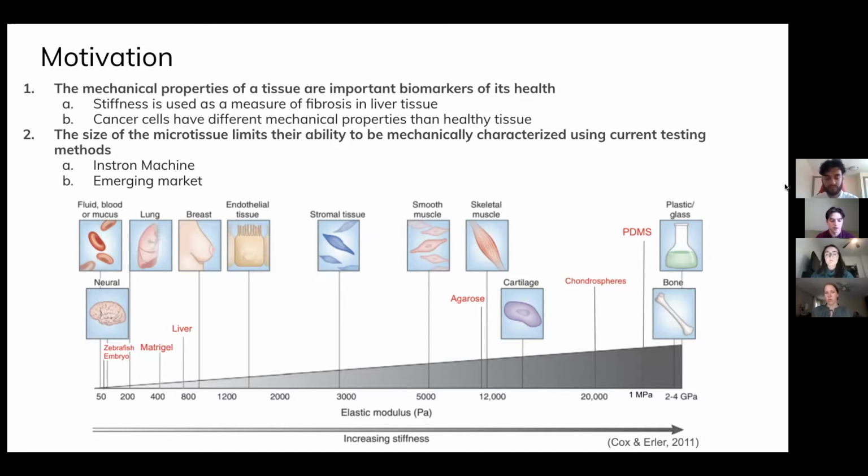So that leads to an emerging market where there's a demand for the mechanical properties of these microtissues. In this chart here, we can see examples of the elastic modulus of different tissues within the body, and we'll go into this a little bit more later on in the presentation.